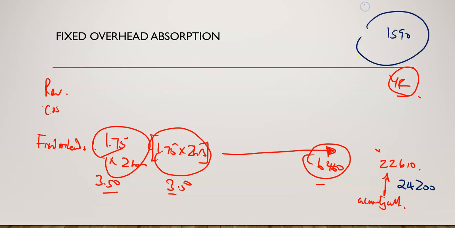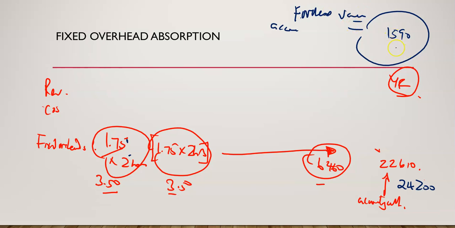Remember, this is a purely accounting difference. This whole £1.75 is an assumption. This 2 hours is an assumption. We get here and we find the difference. So this is your accounting, this is your fixed overhead variance, if you like. Just the fixed overhead variance.